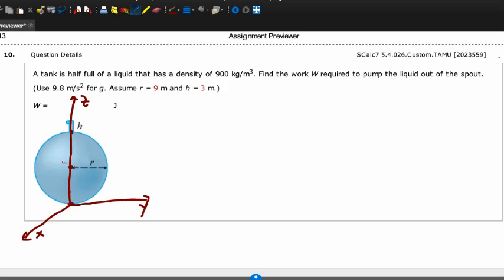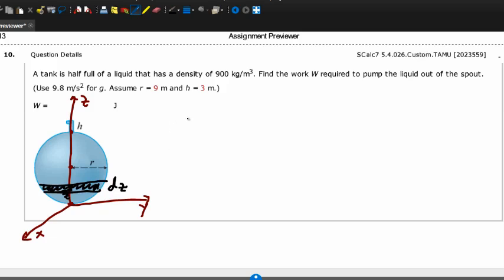Again, we will go ahead and do slicing. So we will take a slice on the z-axis, let's say somewhere here, right? And I will look at how much work is needed to pump this slice out. Okay, here's point z, and the height of this slice will be dz. Okay, so let's start with the slice. What do you think the slice is?